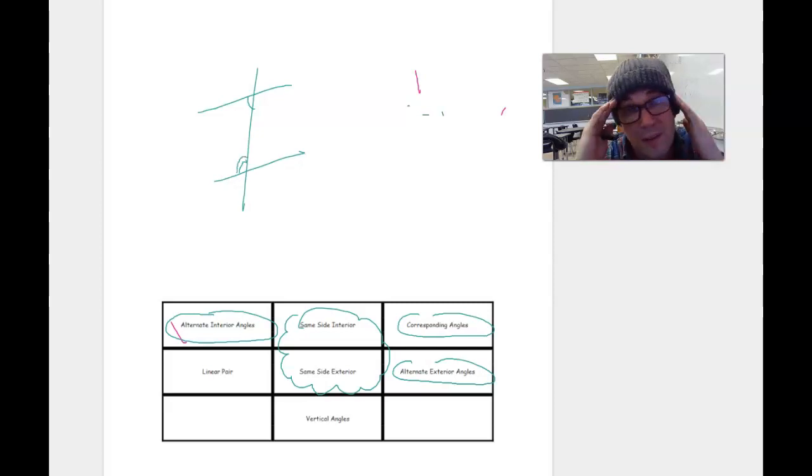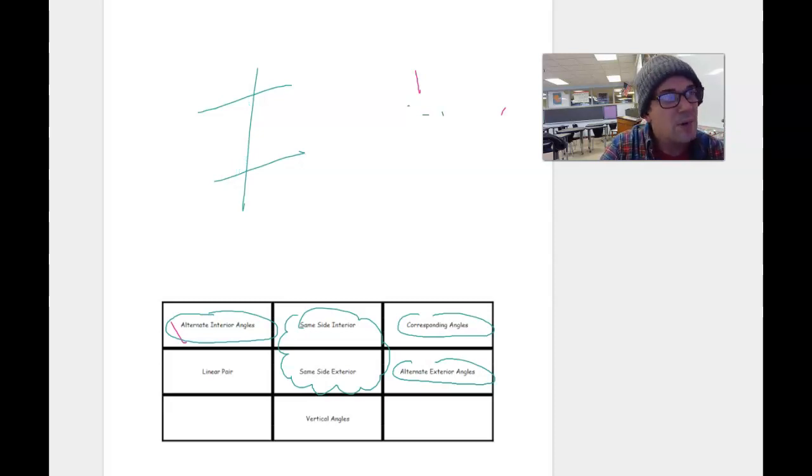Do they look like they're going to be the same measure? Or are they going to add up to 180? If they don't look like they're the same measure, one's obtuse, one's acute. They can't be congruent. So they must be supplementary. Right? They're on the inside, and on the same side, that's interior, same side.